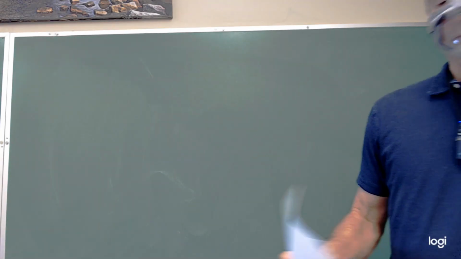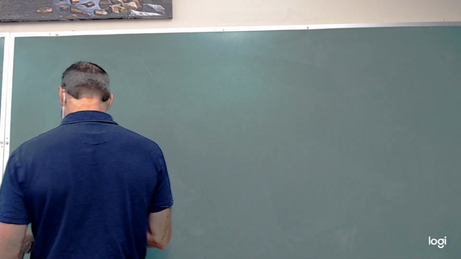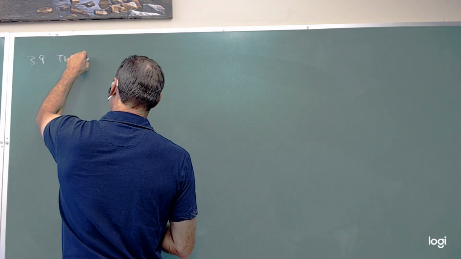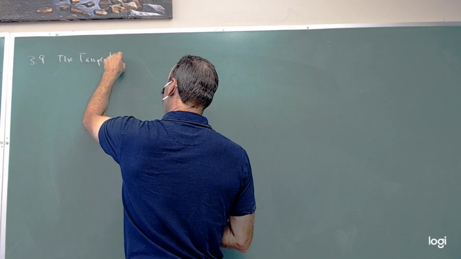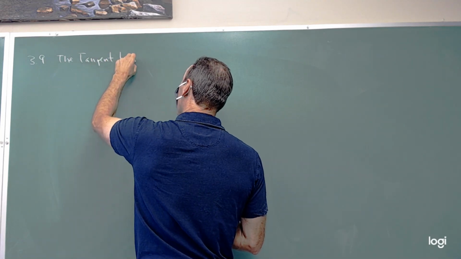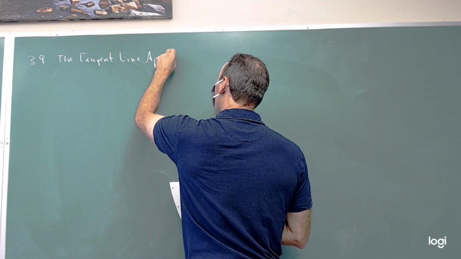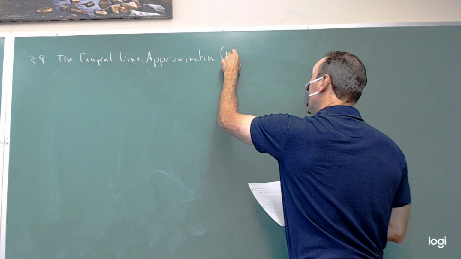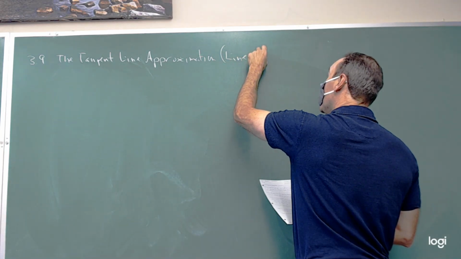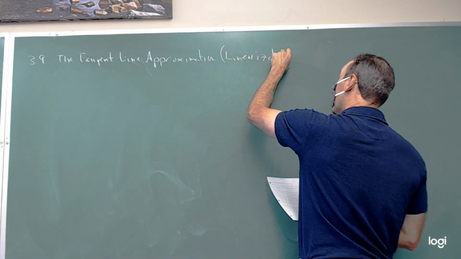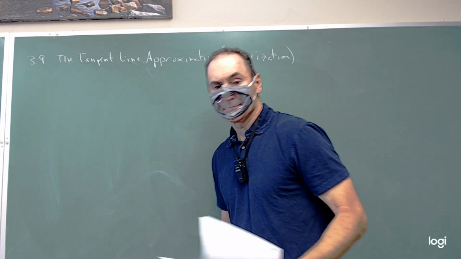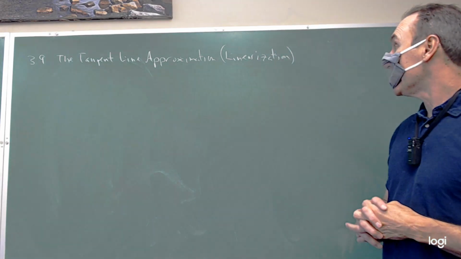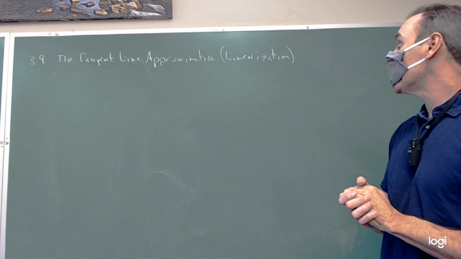Okay. But let's talk about then, we're going to talk about 3.9. Sometimes called the tangent line approximation. And it is also referred to as linearization. Trying to expand your vocabulary here. So the tangent line approximation, or also referred to as linearization.